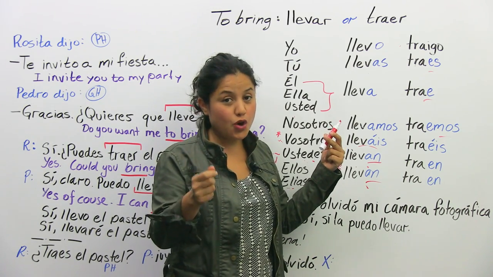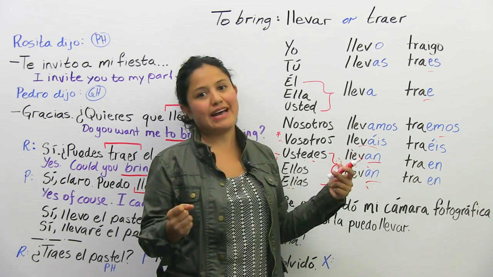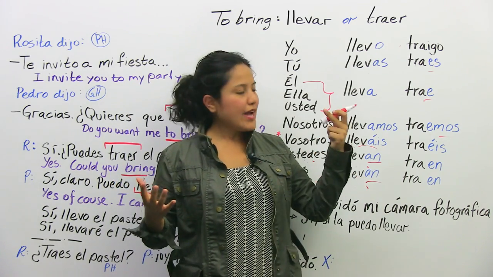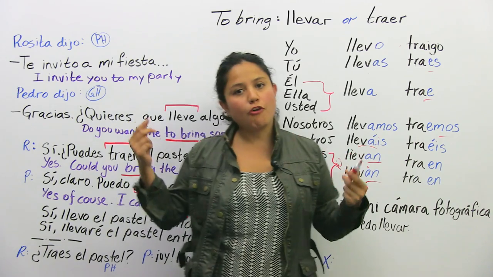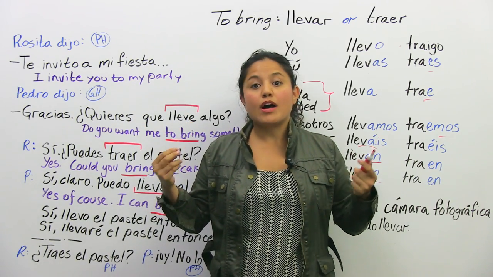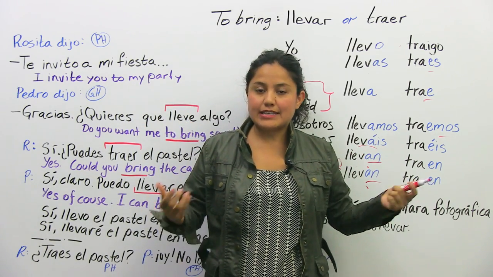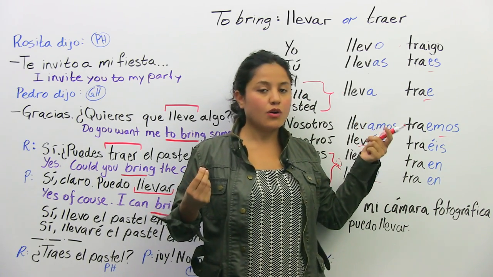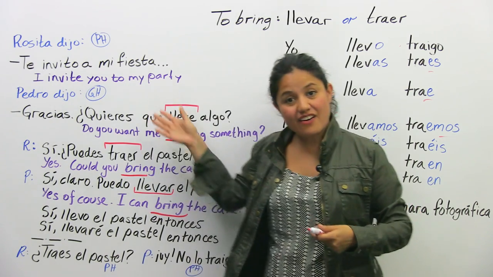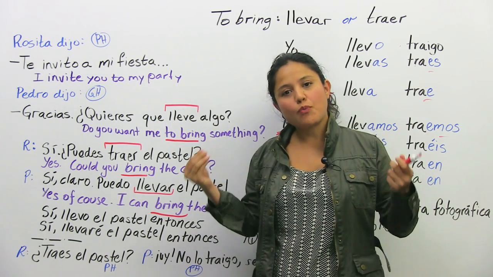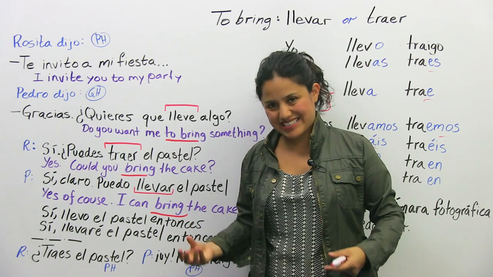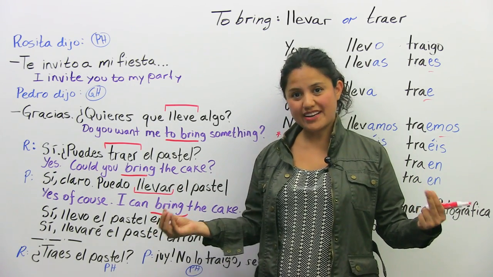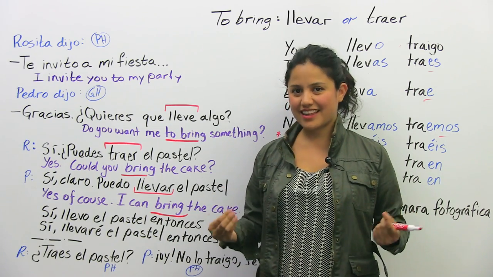Now, if you would like to know more about it, you may want to check my lessons on verbs. Now, let's see. Why am I using these two verbs for one verb in English? Well, to say to bring in Spanish, we use these different verbs. To bring, traer, or llevar. And here I wrote some examples so we can learn based on examples. So it is clear. Para que quede claro.